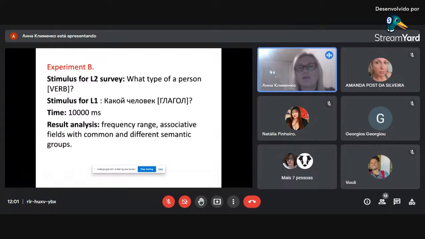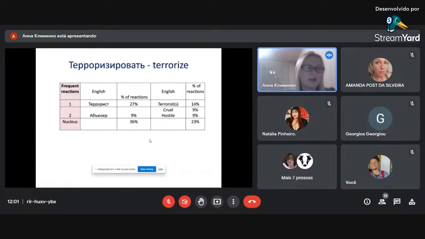We analyzed results according to the frequency of reactions. We built associative fields with the nucleus and the periphery, and common and semantic groups as well. And also we analyzed the strategies that our respondents use in providing association. We included different verbs in this experiment. One group of verbs was similar in form and meaning in native and foreign language, like terrorize, and we have the same Russian terrorizировать.